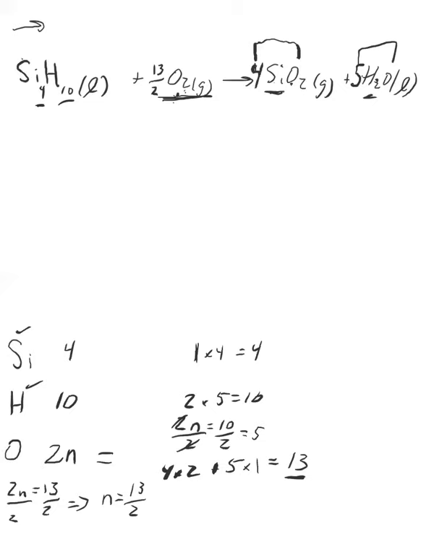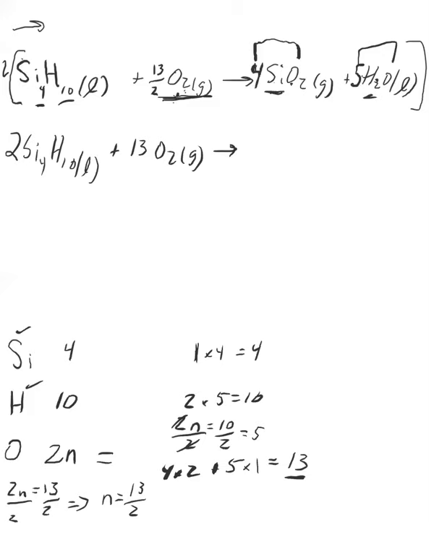But to eliminate the fraction, we just multiply by 2. So you get 2 Si4H10 plus 13 O2 gives 8 SiO2, I'm sorry, 8 SiO2 and 10 H2O.